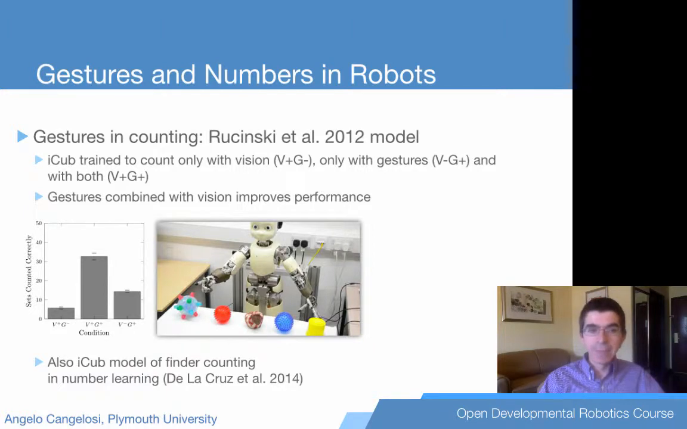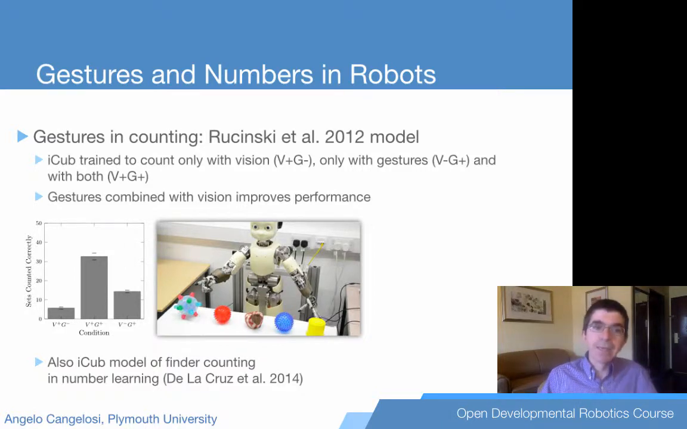So this is a diagram here on the left. It just shows the results of our conditions, the work done by Ruciński as part of his PhD at Plymouth. The lower performance is the one in which you have visual plus, that is, you see the object. G minus means there is no gestures. Then the second one shows that when you get instead the additional gestures together with the vision, you start to get a significant improvement, which replicates some of the experiments. And here you see a screenshot of a video that demonstrates this Pointing study on number learning.